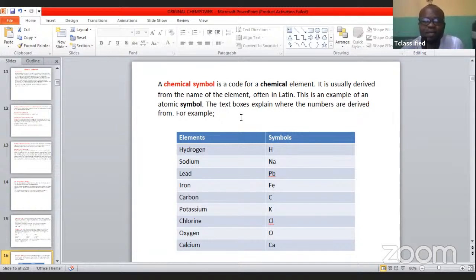Okay, this is the example of an atomic symbol. The text boxes explain where the names are derived from. For example, the chemical symbol of hydrogen is H. Chemical symbol of sodium is Na. Chemical symbol for lead is Pb. Chemical symbol for iron is Fe. Chemical symbol for carbon is C. Potassium is K. Chlorine is Cl. Oxygen is O. And calcium is Ca. Okay, so let's continue.